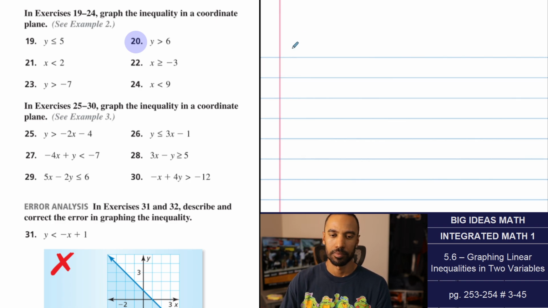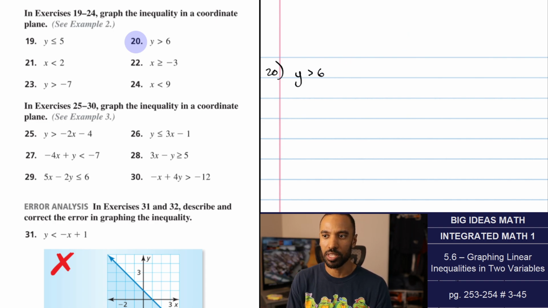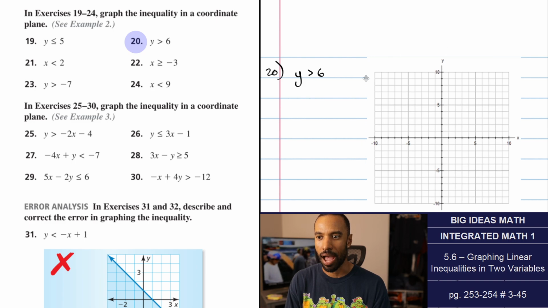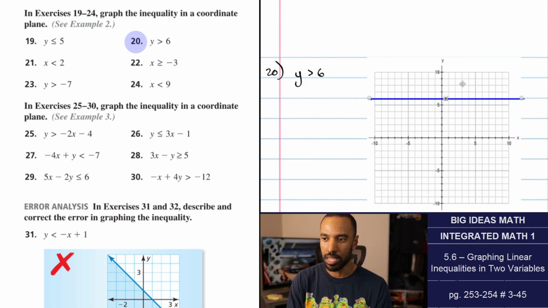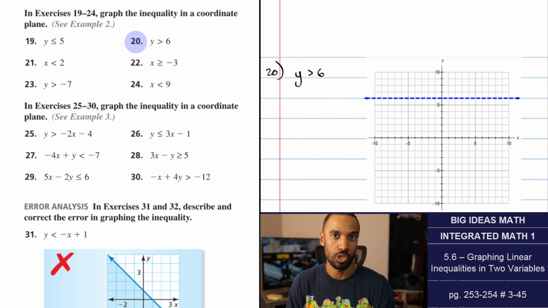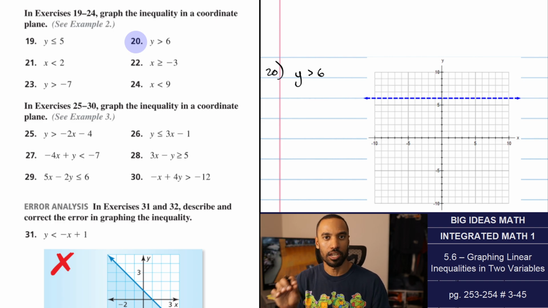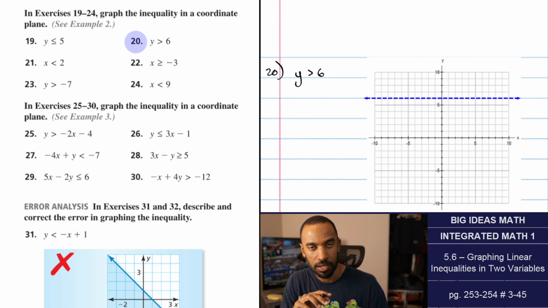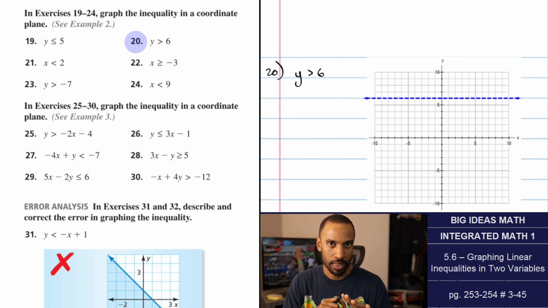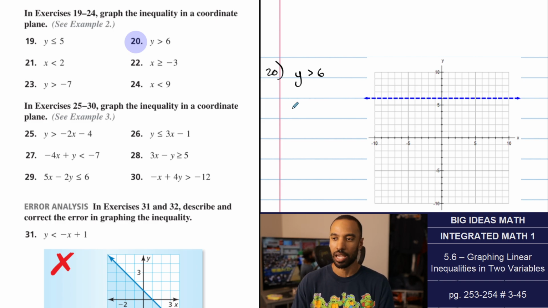Y is greater than 6. Now, in y is greater than 6, what we have to understand is, once again, the boundary line y equals 6 will be graphed. However, in this case, the greater than does not include the or equal to portion. So if it doesn't include the or equal to portion, that means this line is not solid. It will be dashed. And with a dashed line, what you should do is one of two things: either draw the line and use the eraser to erase little parts of it, or use a ruler and, when you draw that line, hit dots on it, dot, dot, dot.